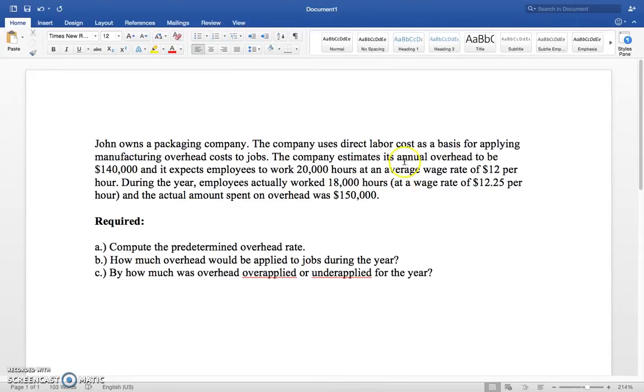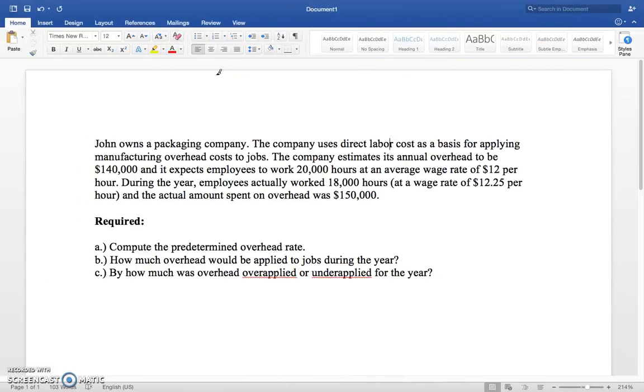Moving on, the company estimates its annual overhead to be 140,000 and it expects employees to work 20,000 hours at an average wage rate of 12. During the year, employees actually worked 18,000 hours at a wage rate of 12.25, and the actual amount spent on overhead was 150,000. We're going to start off with part A, which says compute the predetermined overhead rate.